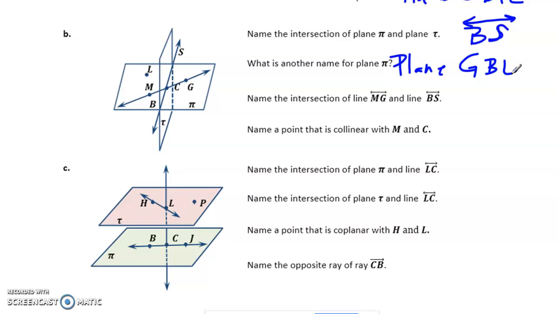All right. Name the intersection of line MG and line BS. So, back table, what did you guys decide the intersection of line MG and line BS was? There's MG and line BS. What's that intersection? Point C. That is correct.